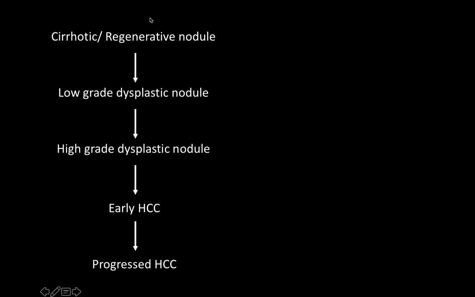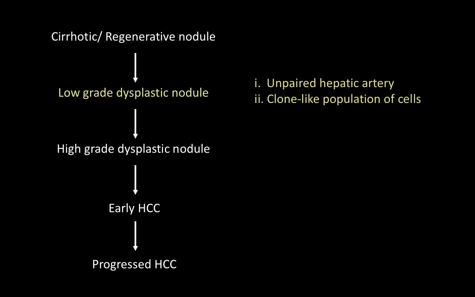We all know that in cirrhosis, there is initially a cirrhotic or regenerative nodule, which then de-differentiates into low-grade dysplastic, high-grade dysplastic, and then early HCC and progressed HCC. Now, the regenerative nodule is benign. There is no clonal proliferation of cells. The low-grade dysplastic nodule is the first time we see this unpaired or non-triadal hepatic artery. Also, there is a clone-like proliferation of cells in these low-grade dysplastic nodules.